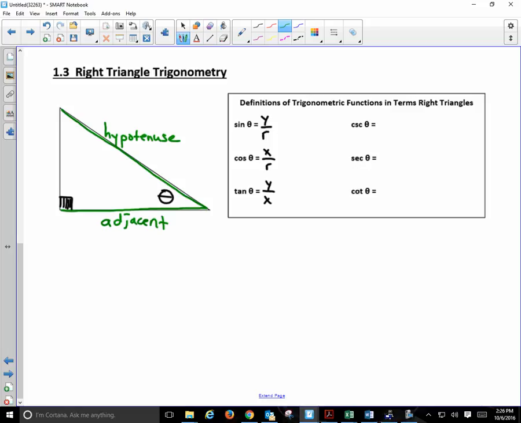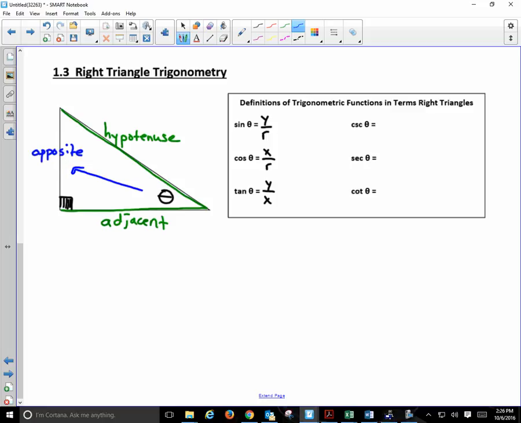Hypotenuse is the longest leg. Adjacent is the other one that makes up the angle. Does anybody know our third side? We call it opposite. Anybody want to guess why we call it the opposite side? Exactly, and I think that's the easiest one to identify. I always start by identifying the opposite side and the hypotenuse, and I just say the other one is the adjacent. So opposite is directly across.